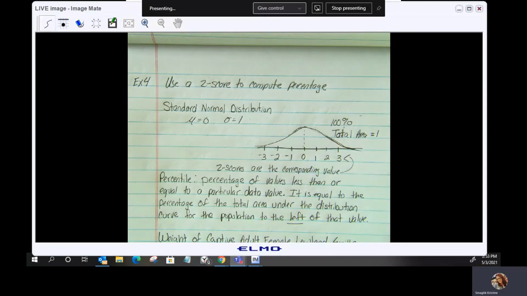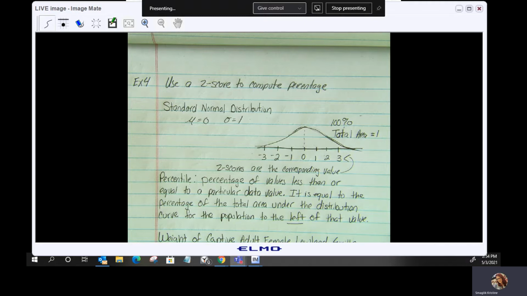But as you could see in our previous example, we got z-scores like 1.9 and 2.2. Those are not z-scores where we can automatically get a nice, good percentage. So what we are going to start doing is using z-charts. Let's take a look at an example.